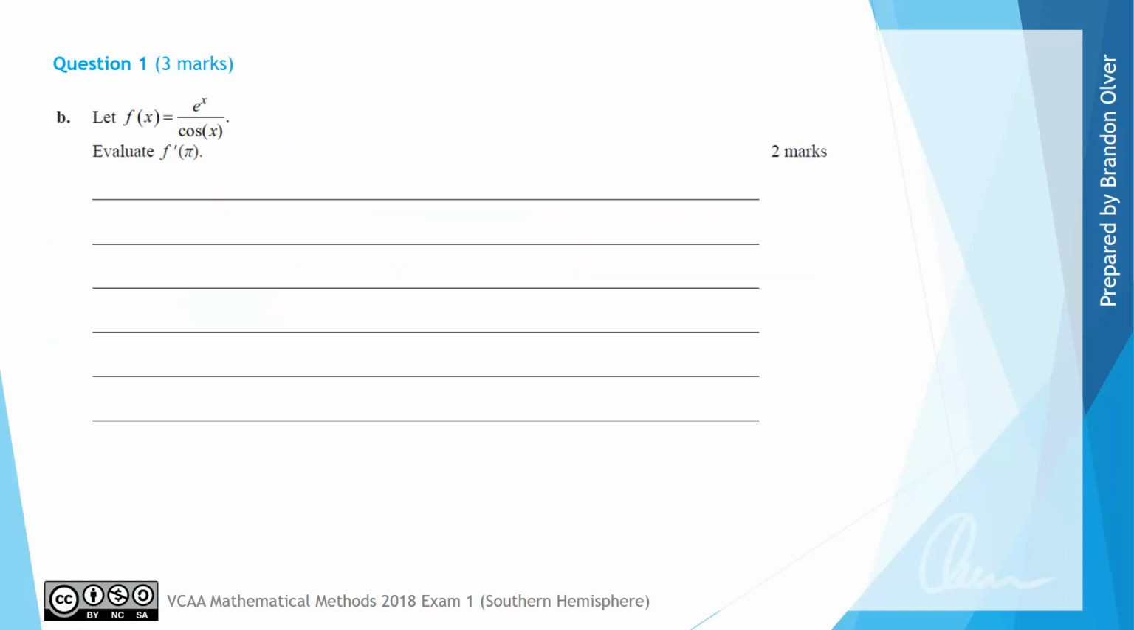For part B, we now have the function f of x equals e to the power of x divided by cos of x, and we're asked to evaluate f dash, the derivative, when x is equal to pi. So this here is a function divided by a function, so we're going to use the quotient rule. And to apply the quotient rule, we're going to let u equal the function on the top line of the fraction, which is e to the power of x, and v is going to equal the function in the denominator, so that's cos of x.